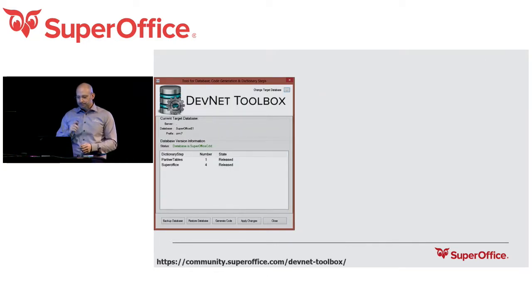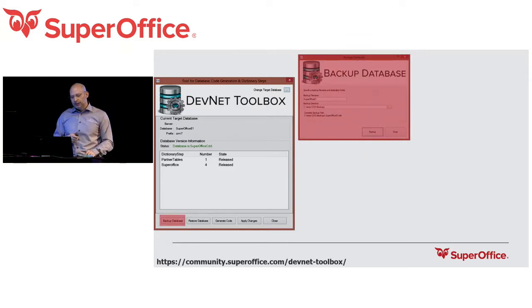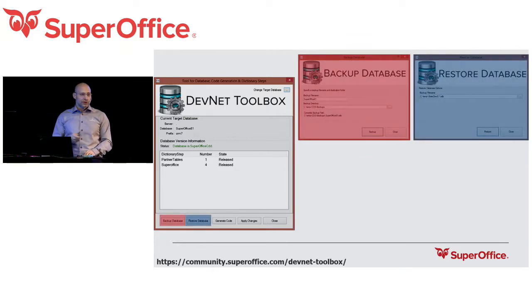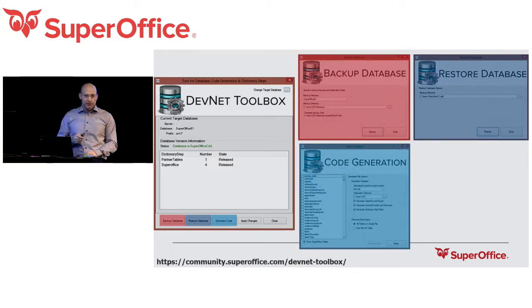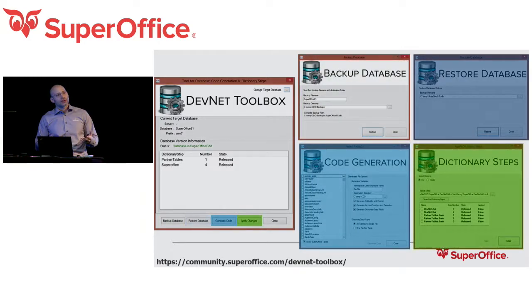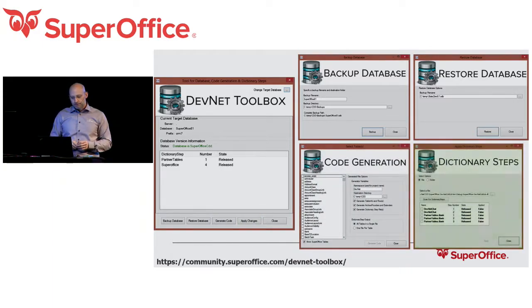So here's a tool that I used. Basically, I created this tool to be able to learn about continuous database delivery. It was very nice. And at the same time, I also incorporated the previous code generators that we had made available on the DevNet community site. So inside here, you've got a few different capabilities. You've got the ability to back up a database. You can also restore a database. You've got the code generation window, and then comes the dictionary step, how you would apply your dictionary steps.